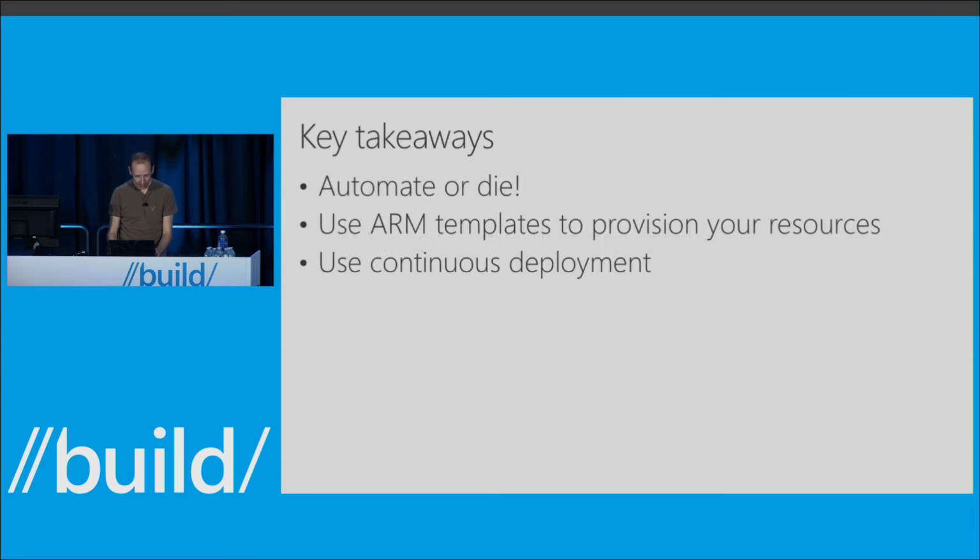And here I'll wrap up. So the key takeaways is when it comes to provisioning and deployment, you really need to automate or die. You can't have a working workflow where you're just piecemeal building your resources in the portal. Portal is great to discover the resources, but really you need automation, and ARM templates is the way to do it, along with continuous deployment.